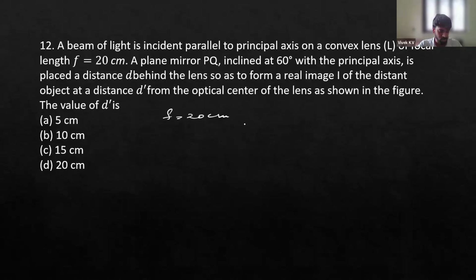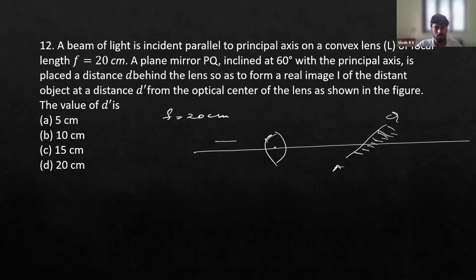In the figure, I will draw the figure actually. So I have a convex lens with optical center O, and a mirror is placed at an angle. Let this be the mirror PQ. So the mirror is placed at an angle of 60°. Here a beam of light is incident parallel to the principal axis. Let this be the principal axis. So the beam of light is coming parallel to the principal axis.